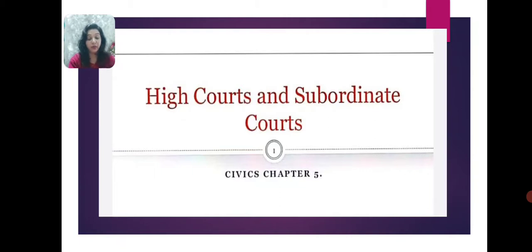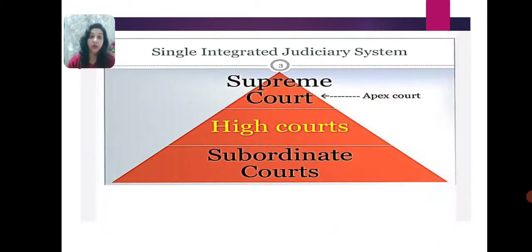So today we are going to start with the fifth chapter of civics, High Court and Subordinate Court. Already we have seen in the previous video about the Supreme Court, and many of the functions are similar in the High Court and the Supreme Court. This is also a part of the single integrated judiciary system which we discussed yesterday.